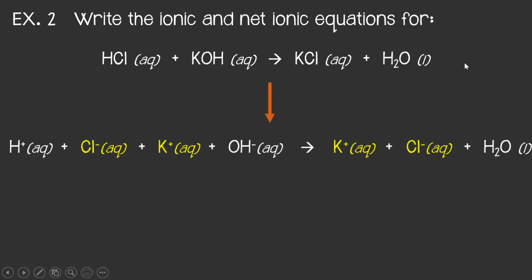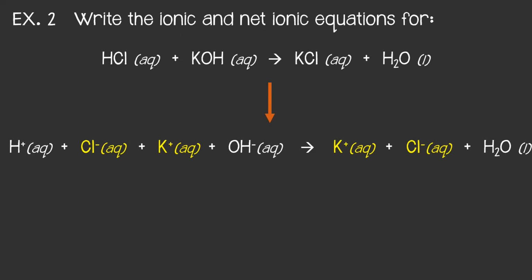Did you get something looking like this? So HCl split into H+ and Cl-. KOH split apart into K+ and OH-. KCl split apart into K+ and Cl-. And then water was left over. I also highlighted the spectator ions, so chloride ion and potassium ion.